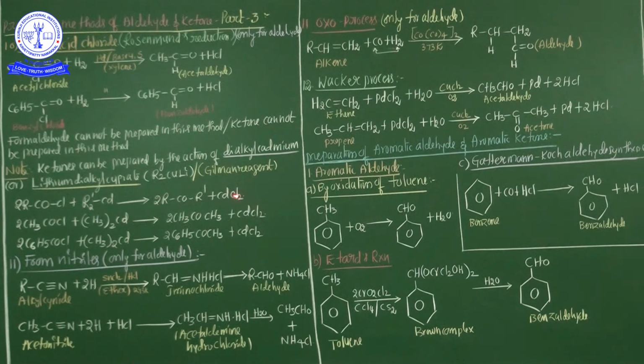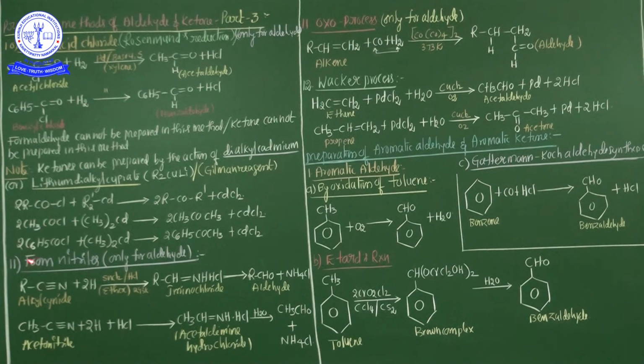Additionally cadmium dichloride is also formed. Most important point, my dear students, acetyl chloride only gives the aldehyde group. This is the Rosenmund reaction. Now here acid chloride easily gives the ketone with the help of dialkyl cadmium or lithium dialkyl cuprate. This is commonly known as the Gilman's reagent.